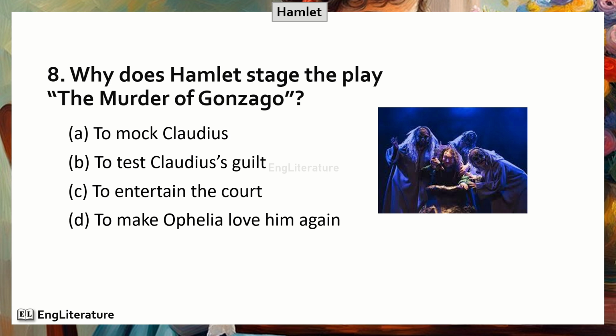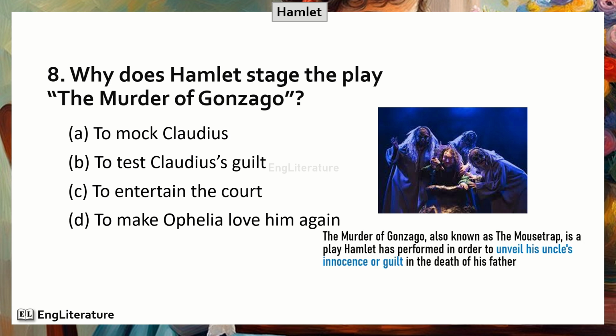Why does Hamlet stage the play The Murder of Gonzago? The Murder of Gonzago, also known as The Mousetrap, is a play Hamlet has performed in order to unveil his uncle's innocence or guilt in the death of his father. Here, the right option is number B. Hamlet staged the play The Murder of Gonzago to test Claudius' guilt.